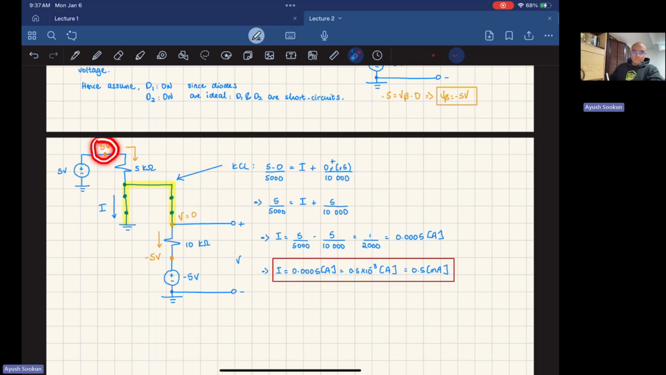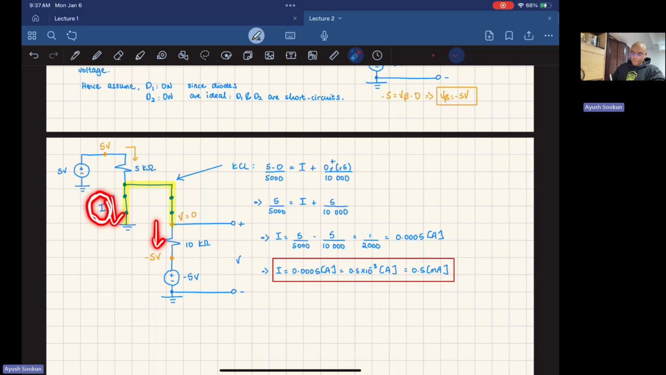This point, we proved that it's 5 volts. This point, we've proved that it's negative 5 volts. Hence, since this one is just one point, I can do a KCL at this point in red that I'm lasering right now. We got a current flowing in, we got I coming here, and then we got another current flowing here. The current flowing in is going to be 5 volts minus 0 over 5 kilo ohms. 5 minus 0 over 5,000. That's my first current. And then we have two currents flowing out.